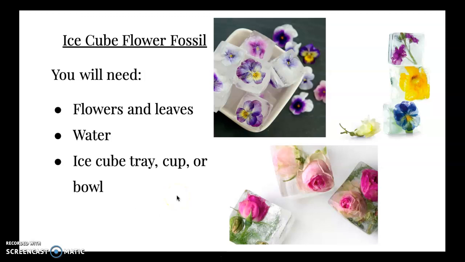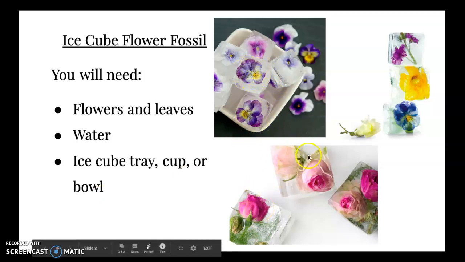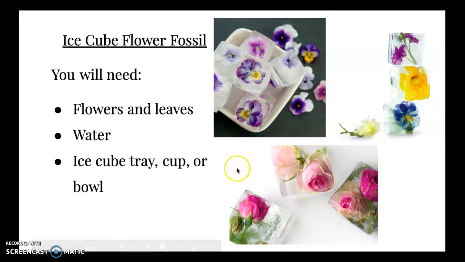Okay, and then the last one is called an ice cube flower fossil. So you'll need flowers and leaves from your backyard, water from your faucet, an ice cube tray, a cup, or a bowl. What you're going to do is you're going to cut the flowers so that you just really have the buds. The bud is the part where the actual petals are. What you're going to do is you're going to put those buds inside of a cup or an ice cube tray or a bowl. You're going to fill that bowl or cup or ice cube tray up with water from your faucet, and then you're going to stick it in your freezer.